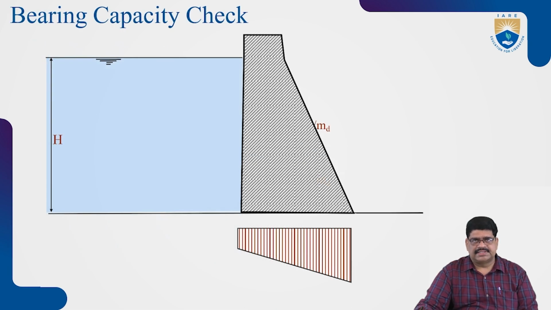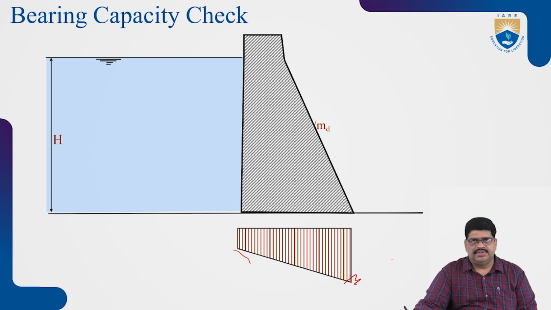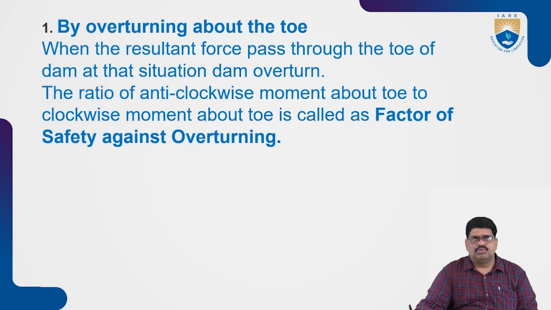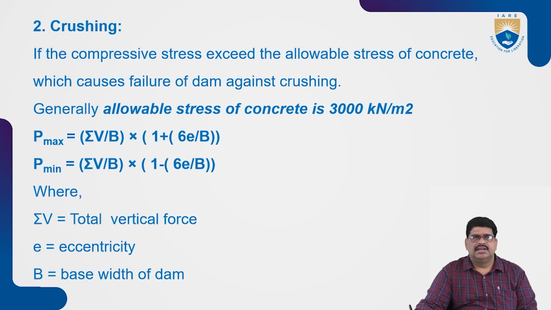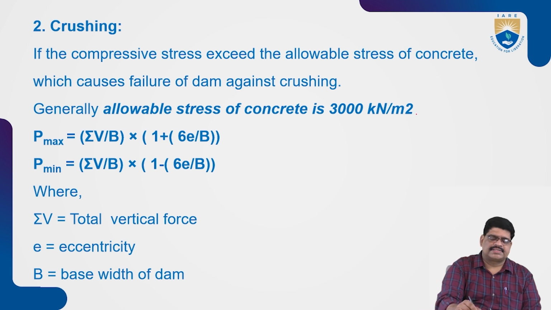The bearing capacity check is also taken into consideration at the bottom. How can the shear effect be? It is minimum at one end and maximum at the other due to the effect of shear. So the bearing capacity check of that portion will be affected in the dam. Next, by overturning, the toe can also be affected in clockwise and anti-clockwise directions. The crushing is very important. In the topmost portion, the crushing will be affected. The general allowable stress of the concrete is 300 kilonewtons per meter square.